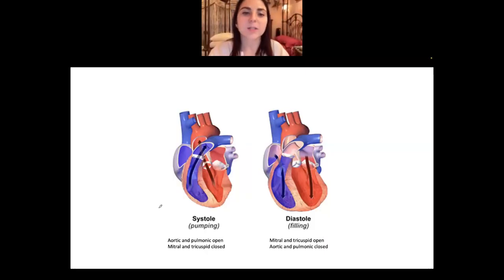In systole, though, since we don't want backflow into the atrial chambers, the mitral valve and the tricuspid valve are both going to be closed. Diastole is the opposite. We're trying to fill from the atria, so your mitral and tricuspid valves will be open, and then the aortic and pulmonic valves will be closed.